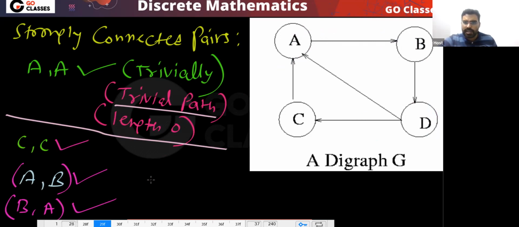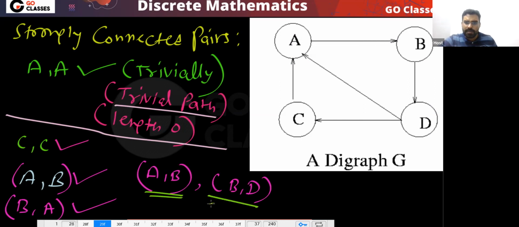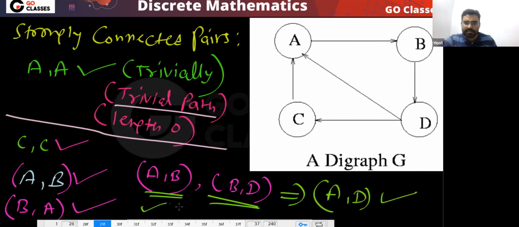Next, you can notice that A comma B are strongly connected, and you can also notice that B comma D are also strongly connected. You have a path from B to D, and you also have a path from D to B. That automatically implies that A comma D are also strongly connected, right? Yes or no? You have a path from A to D, and a path from D to A. So they are also strongly connected. So this is the idea.